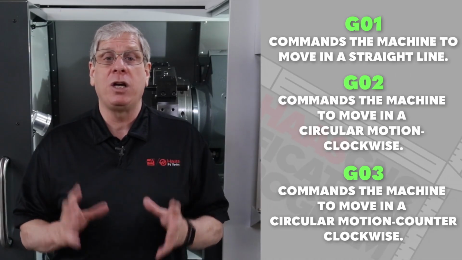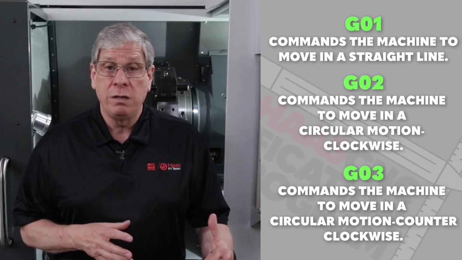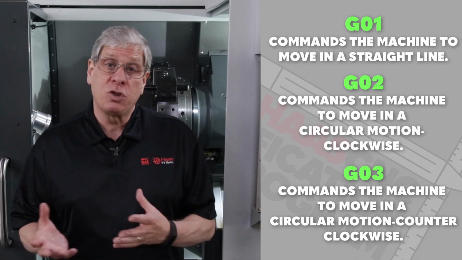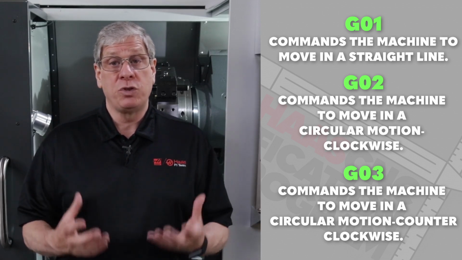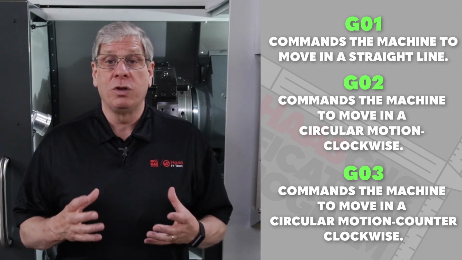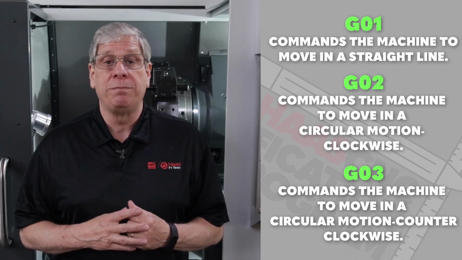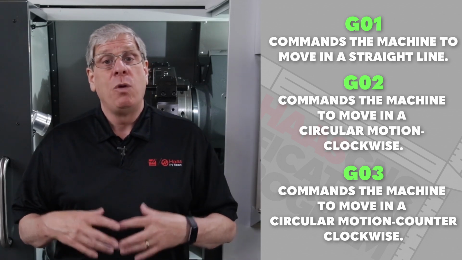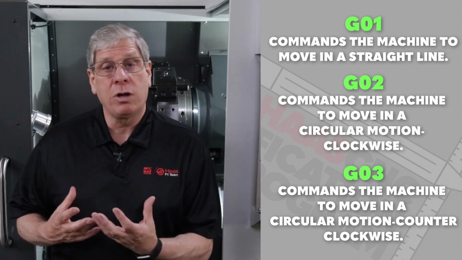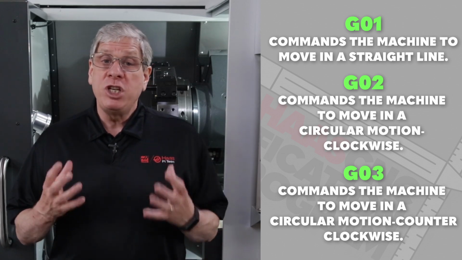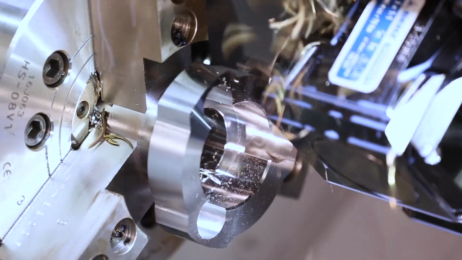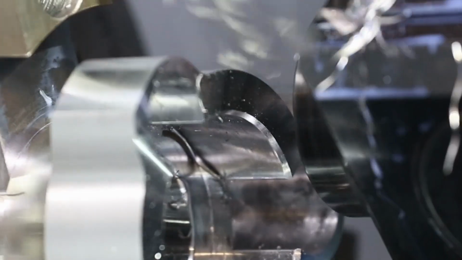In a simple sense, most of the motions that a CNC machine makes are based on 3 codes: G01, which is the motion command in a straight line, G02, which defines circular motion in the clockwise direction, and G03, which is circular motion in the counterclockwise direction. The machine is capable of producing extremely complex shapes using just these 3 G codes.